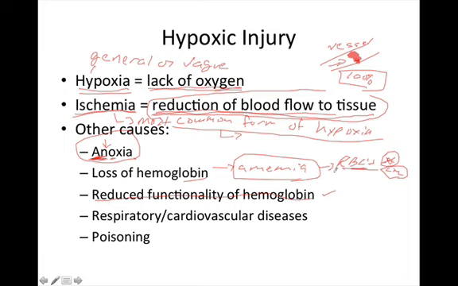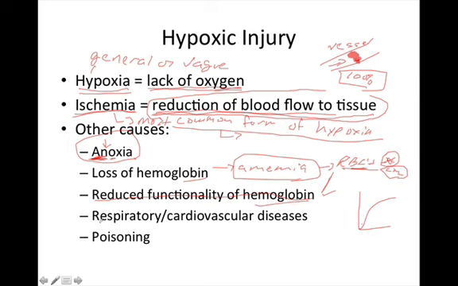Like sickle cell anemia would kind of go in between both of these, because the hemoglobin is present, but it doesn't function properly. Severe metabolic acidosis or alkalosis, very severe temperature changes within the body, because you remember your oxyhemoglobin dissociation curve. If we have severe pH or temperature changes, that's going to reduce the functionality of hemoglobin.